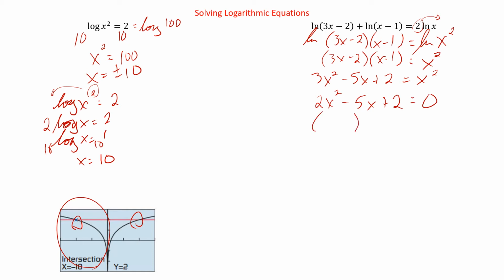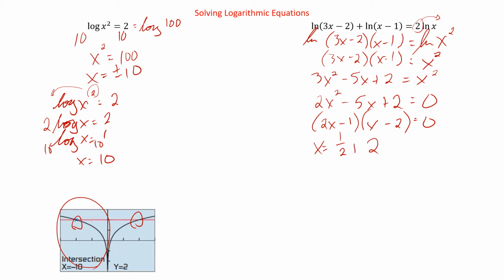Now we can factor. So we'll have a 2x and an x. So 2 will be a 1 and a 2. We can multiply one of those by 2. So we'll have a negative 4x minus x is negative 5x. Negative 1 times negative 2 is 2. So that works out. So here we have x equals 1/2 and 2.